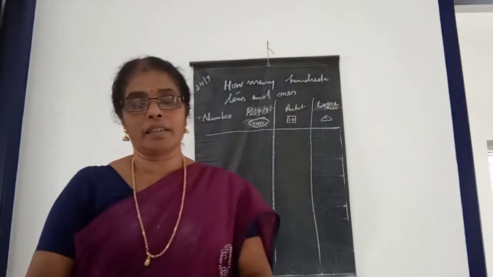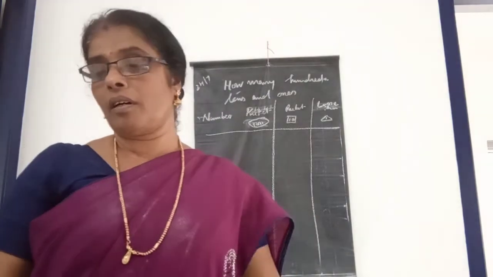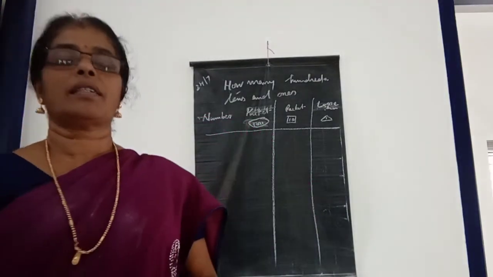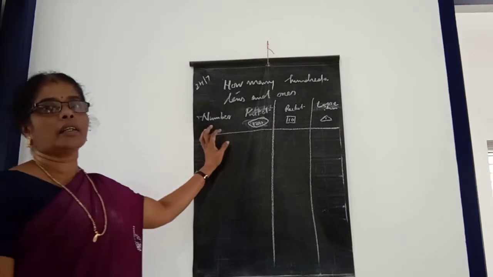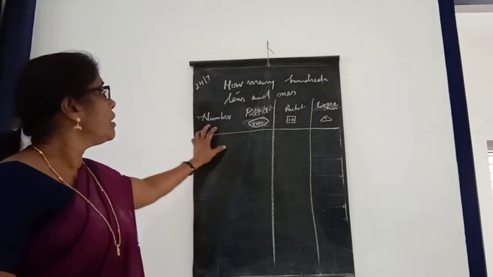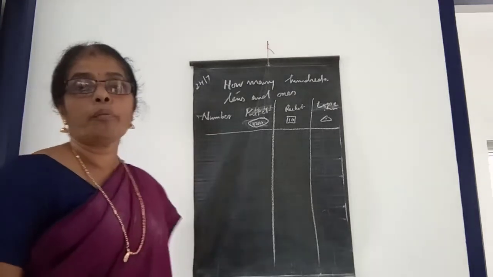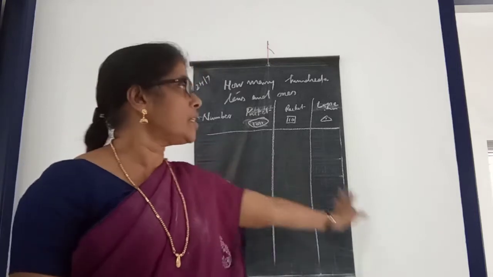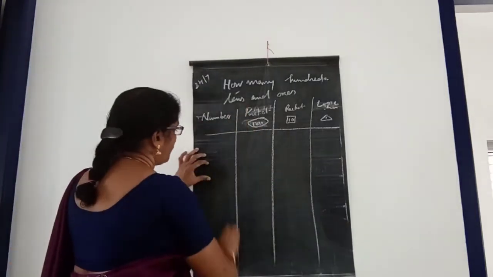How many hundreds, how many tens, how many ones are in the numbers that we already learned in the last class, isn't it? Today we will study in detail. All of you listen here, children. Here you can see how many hundreds, tens, and ones are in a number. You can see here the number that we can give, look here.